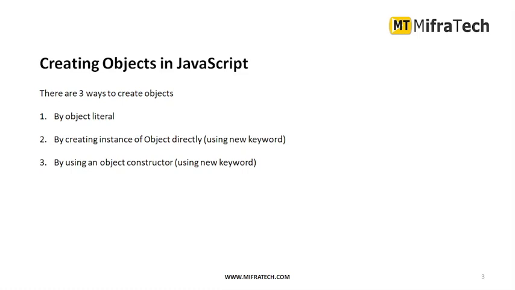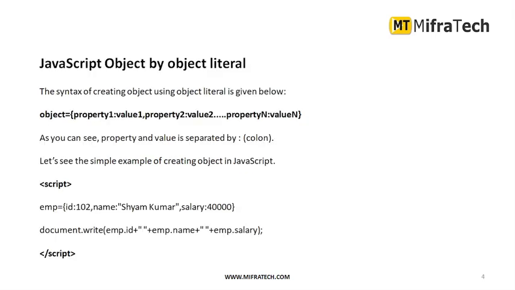There are three ways to create objects in JavaScript. One, by object literal. Two, by creating an instance of an object directly using the new keyword. Three, by using an object constructor, instead of taking an instance of an object. For the object literal, the syntax is: property 1 value 1, property 2 value 2, and so on to the nth property. As we can see, the property and value are separated by a colon.